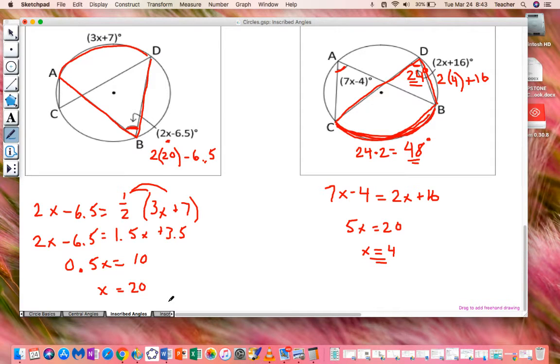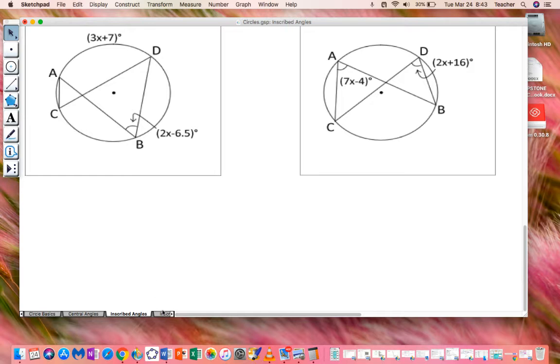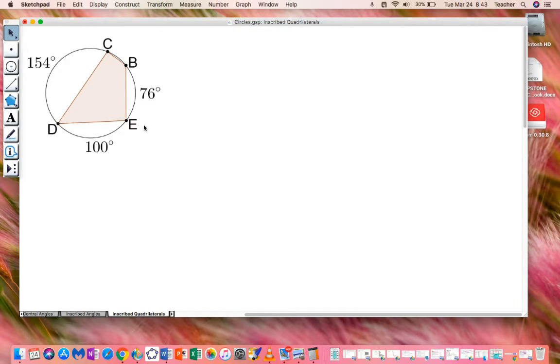So there's some inscribed angles. That is one section of your CK12 you're going to have to do. The next one is inscribed quadrilaterals. It's the same idea, just one thing a little different.